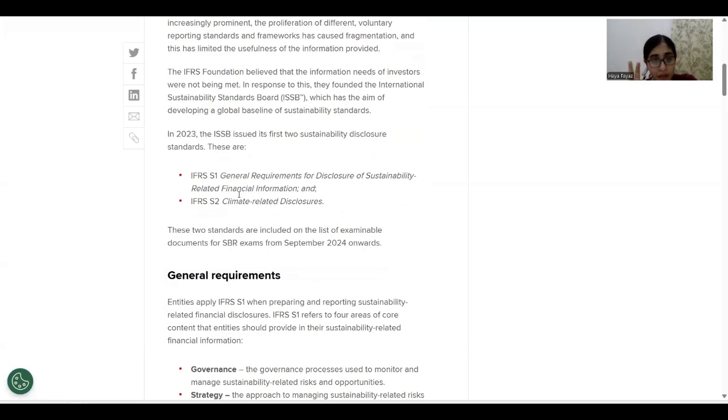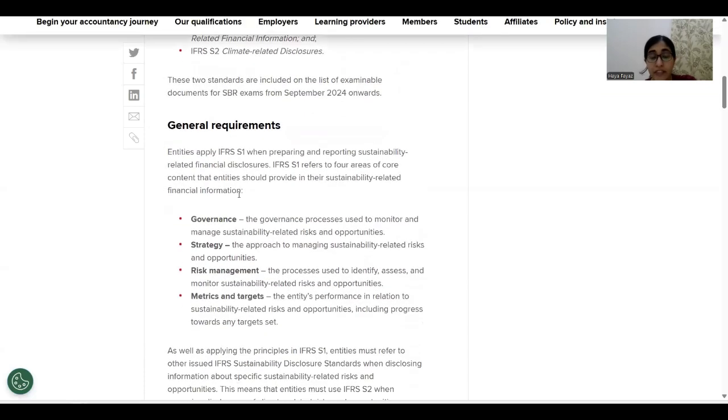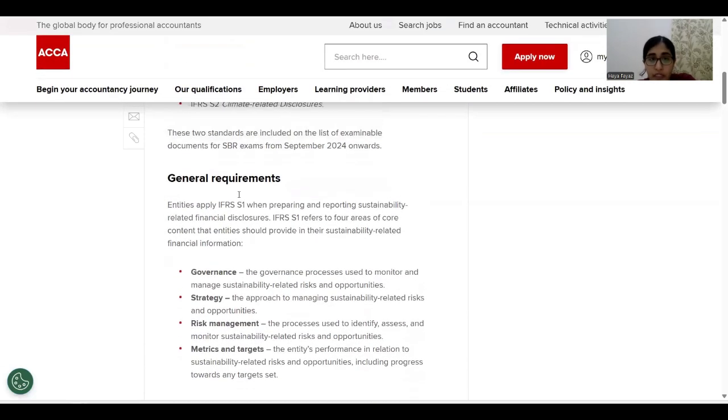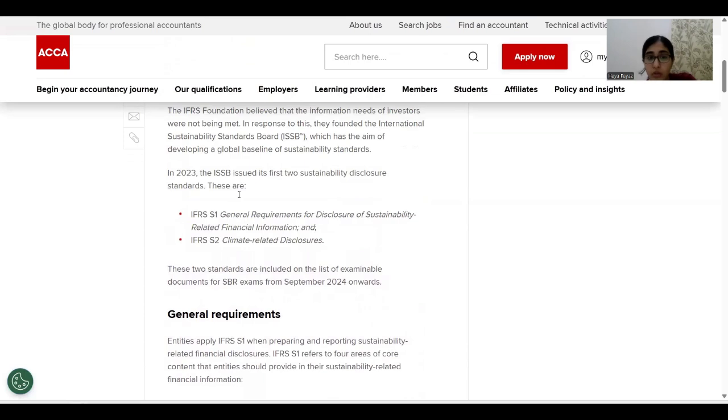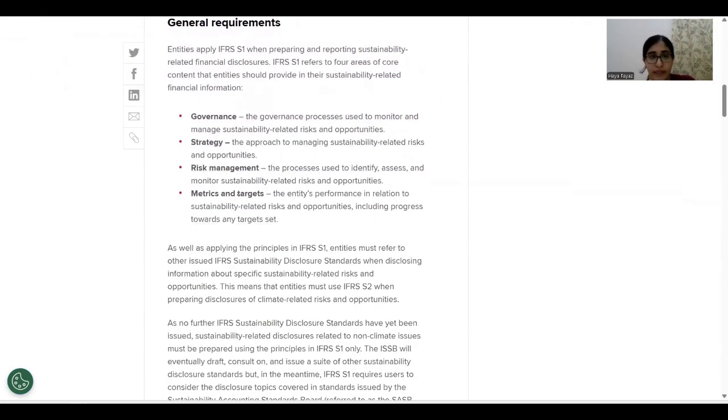Two categories, guys. These two standards are included on the list of examinable documents for SBR exams from September 24 onwards. Although I would say that past papers partially covered it somewhere or other, it may now be more specific to the testing of S1 and S2. The wording in these, and the testing of your knowledge related to these, will be there. We'll see how exactly it is going to be.